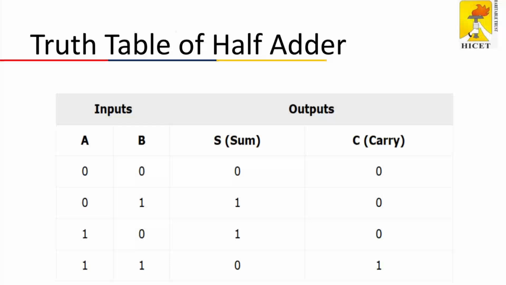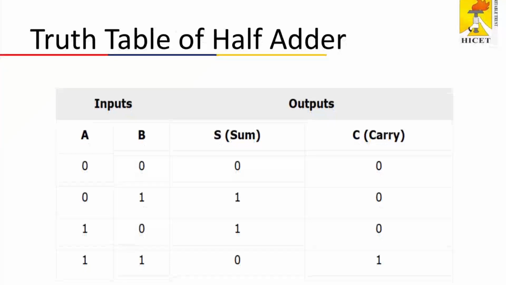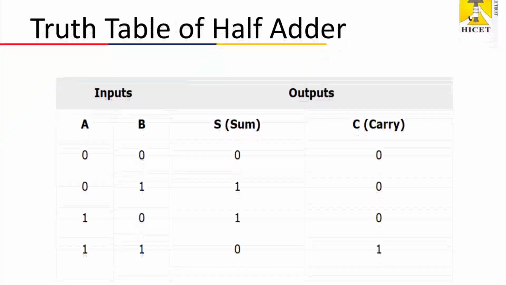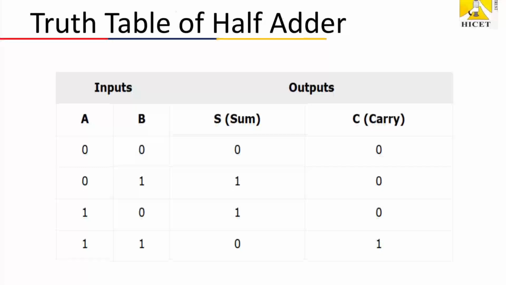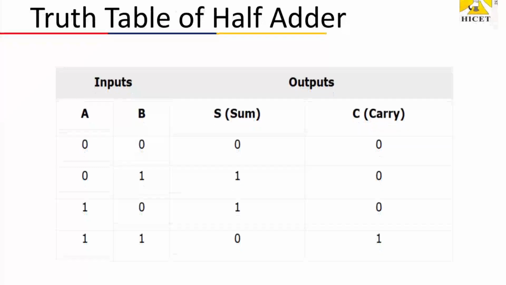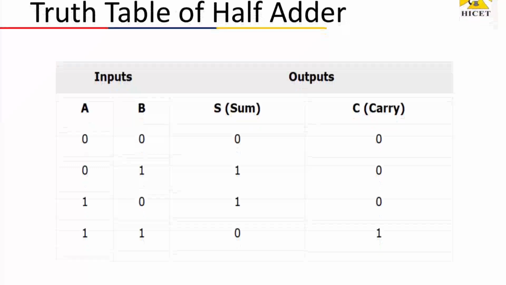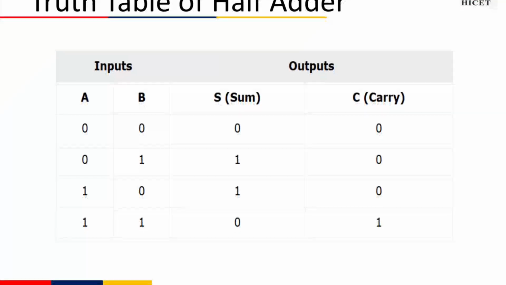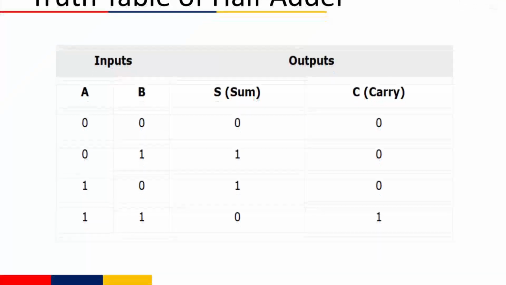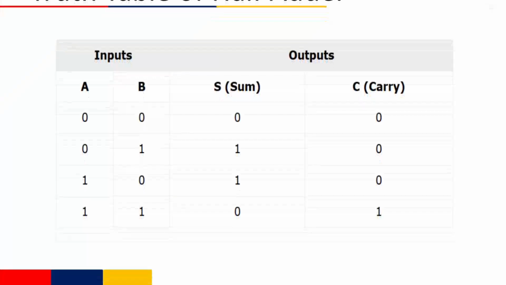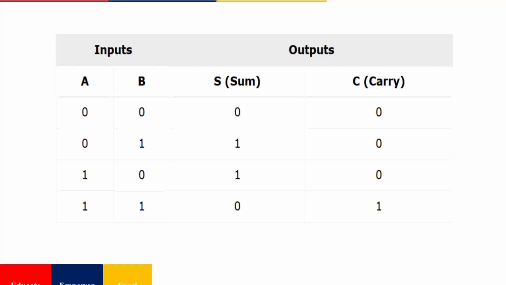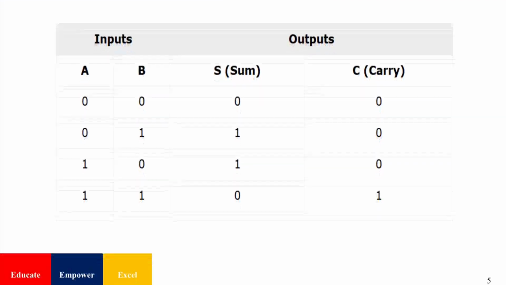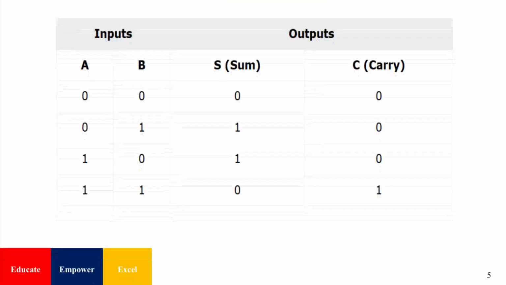Take the second row where A equals 0 and B equals 1. 0 plus 1 equals 1, so the sum is 1 and the carry is 0. Now take the fourth row where A equals 1 and B equals 1. 1 plus 1 equals 2, which is 10 in binary, so the sum becomes 0 and the carry becomes 1. Similarly, when only one input is 1, the sum is 1 and the carry is 0. When both inputs are 1, we get a carry of 1 and the sum is 0.